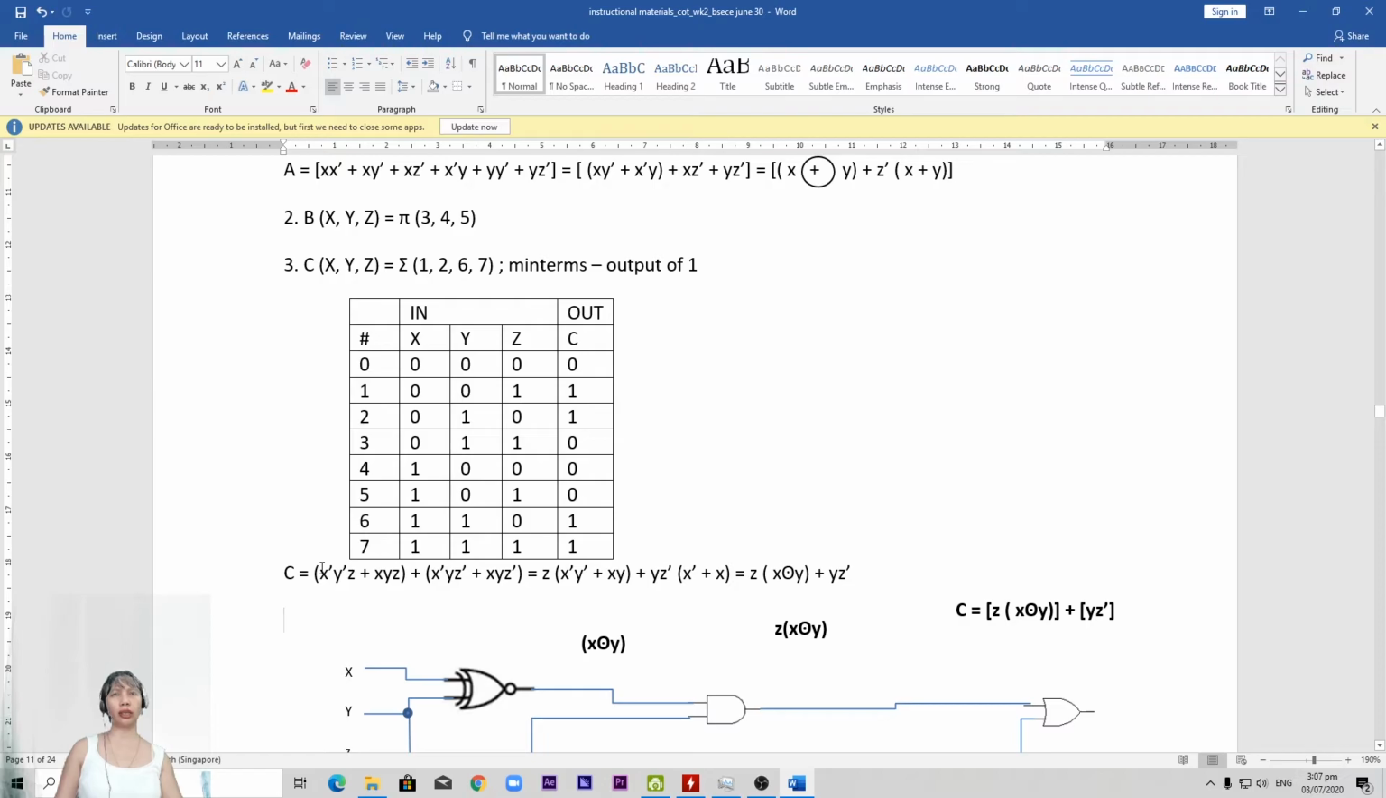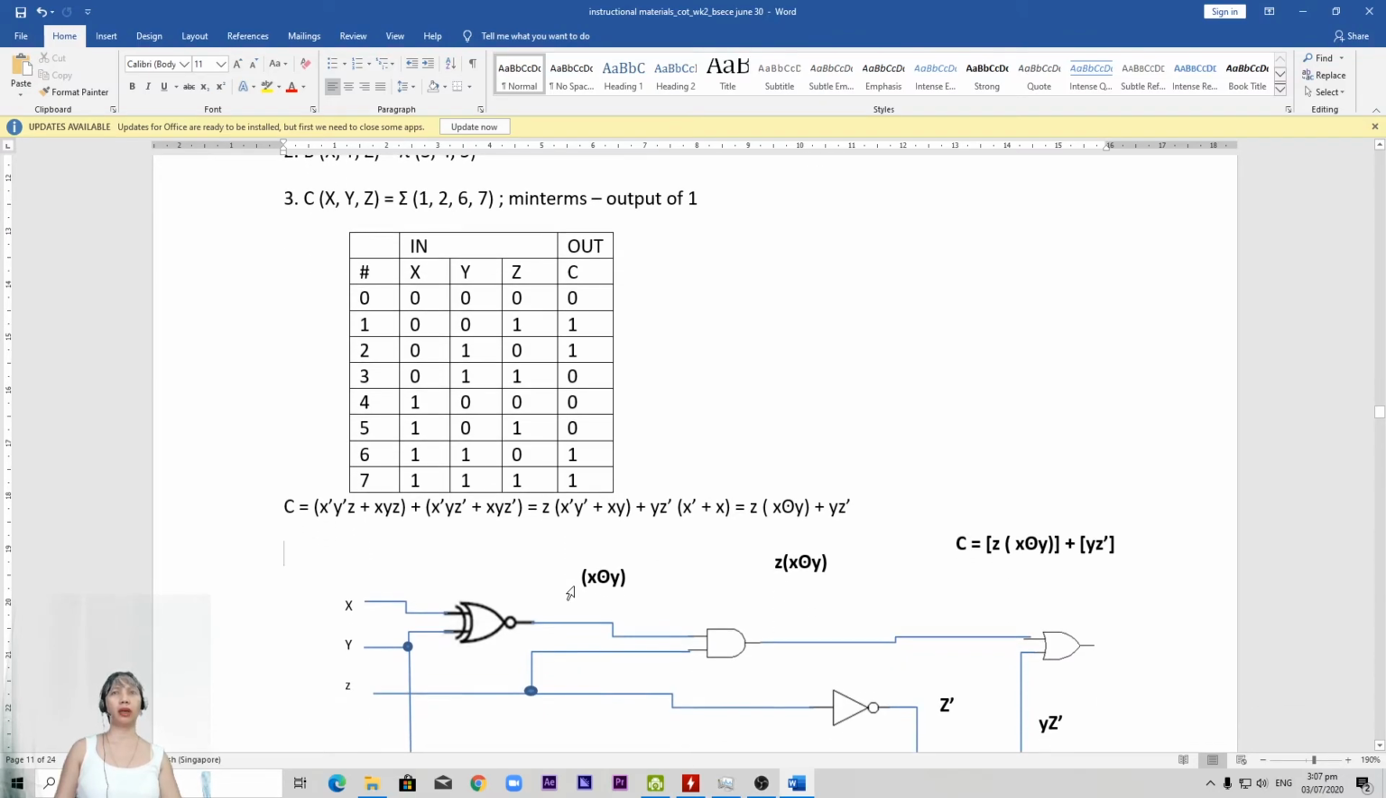Then associate the x prime, y prime, z plus x, y, z. Then associate the last 2 terms. So we have x prime, y, z prime, and x, y, z prime. So we do the necessary association for possible factorization. For this equation, we factor out letter z.